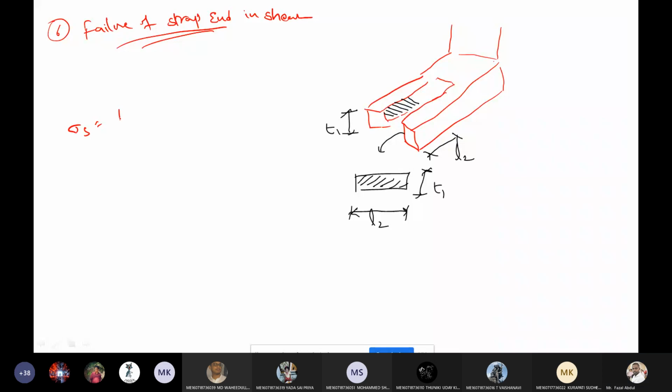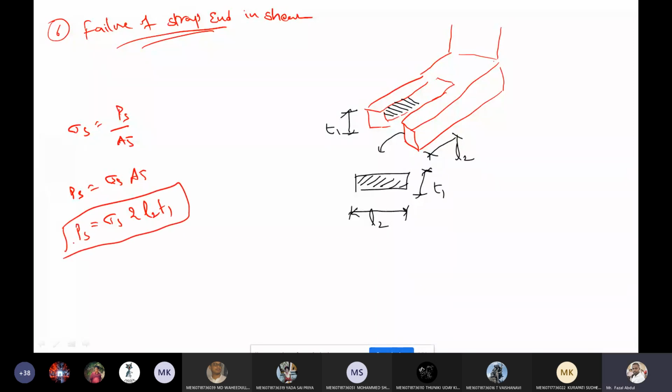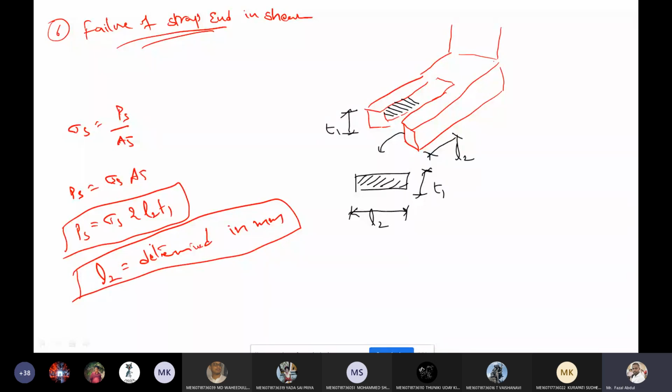Shear stress equal shear load by shear area. Okay. With this equation, we are going to calculate L2 value in mm. Because this is a derivation, I'm writing like this. If it is numerical, here you have to write the L2 value.